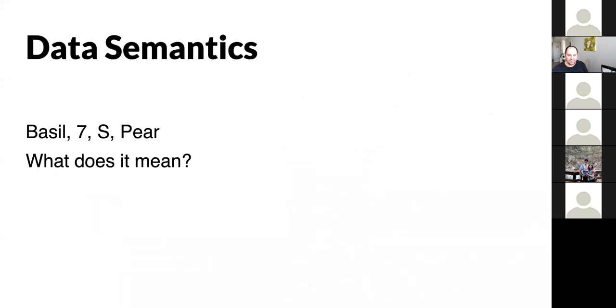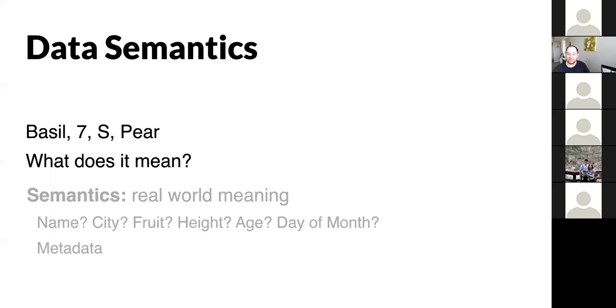So I want to continue talking a little bit about the semantics of the data. For example, I have this data vector here: basil, 7, S, and pear. Any ideas of what that might mean? It can be anything, right? We don't know. Basil could be the herb, 7 could be, I don't know, it doesn't really make any sense. So we need context.